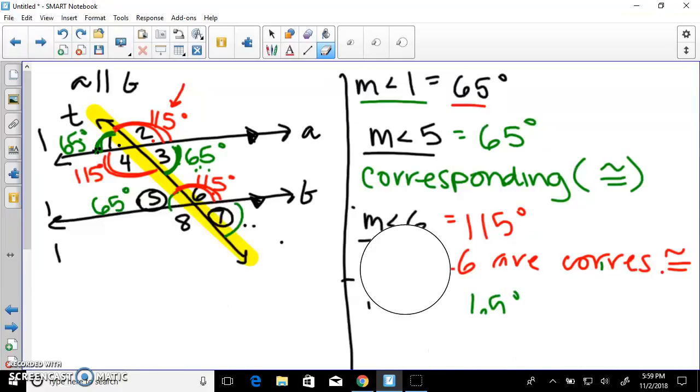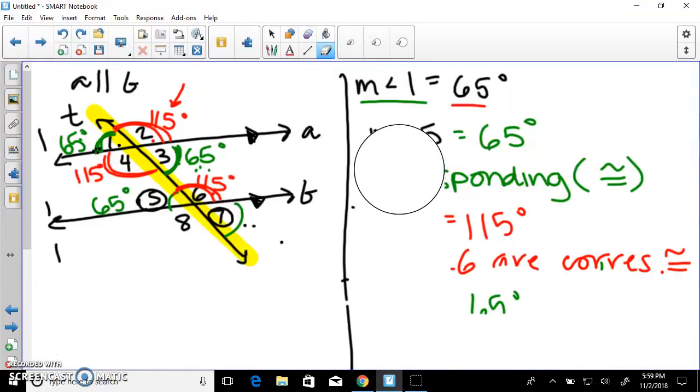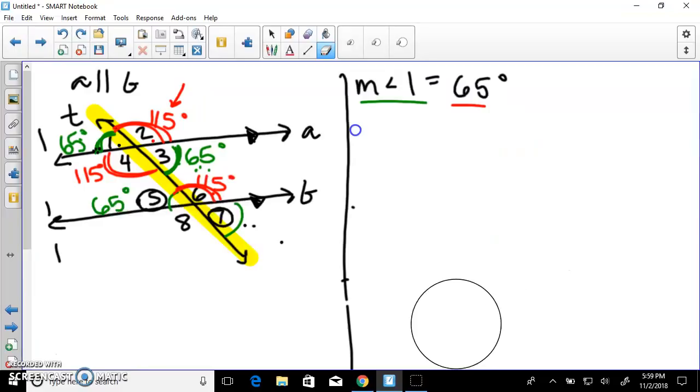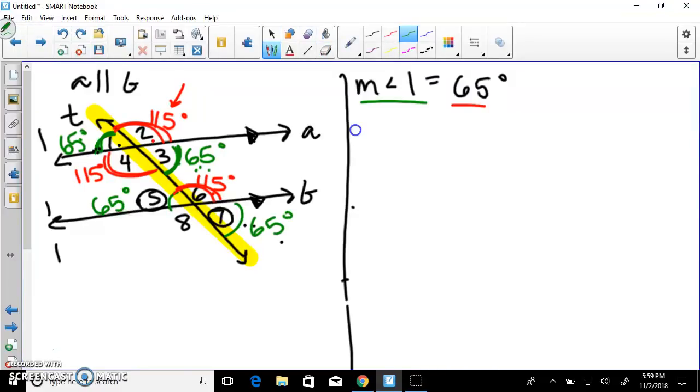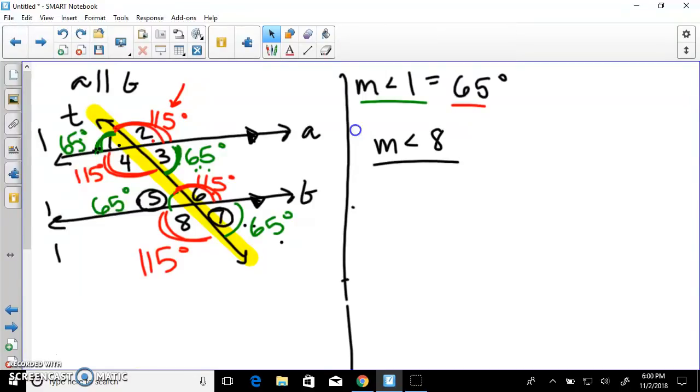And we can probably guess what our final angle, the measure of angle 8, is going to be. Notice the pattern we have here. All of these greens are 65, all of the reds are going to be 115. And let's just talk about angle 1 and the measure of angle 8. Let's talk about the relationship between those two angles.